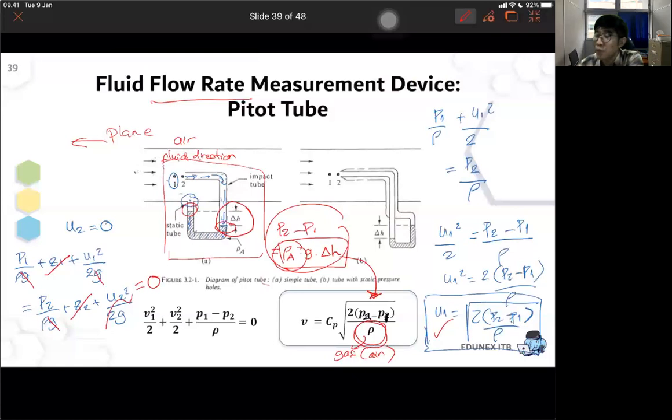Okay, the arrangement of the pitot tube, actually there are some arrangements, right? Here you can see the arrangement can be in the left figure or on the right figure. It's the same. But basically, it compares the pressure and the velocity at point 1, which is the pressure and the velocity of air, or the velocity of the plane. And then at point 2 is the velocity inside the tube, which is 0. Okay, any question?